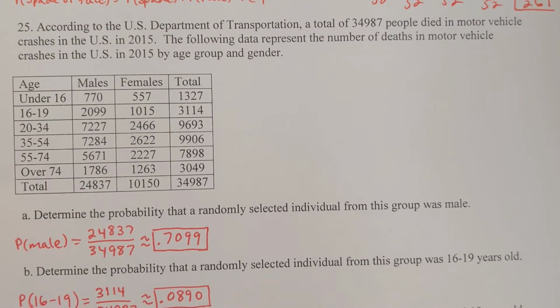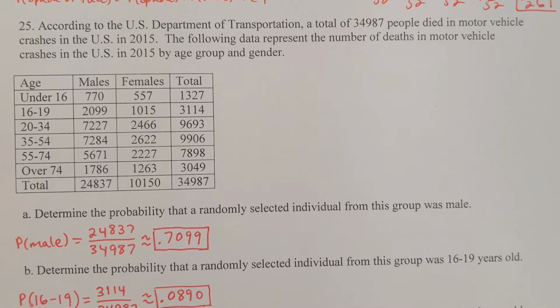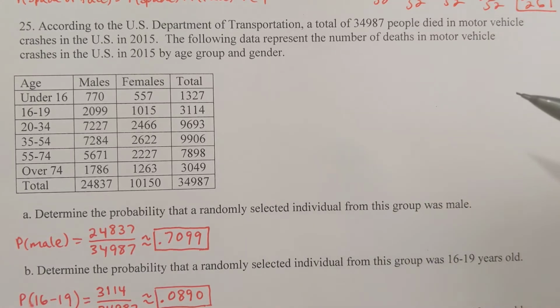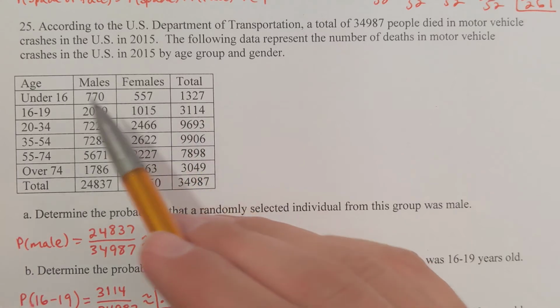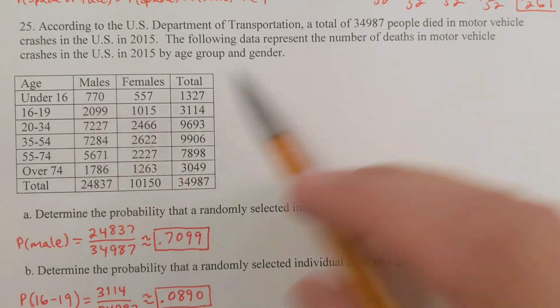Problem 25 says, according to the U.S. Department of Transportation, a total of 34,987 people died in motor vehicle crashes in the U.S. in 2015. The following data represent the number of deaths in motor vehicle crashes in the U.S. in 2015 by age group and by gender. So I've got a contingency table, or a cross-tabulation table. The ages are given there, and then the two genders are given.